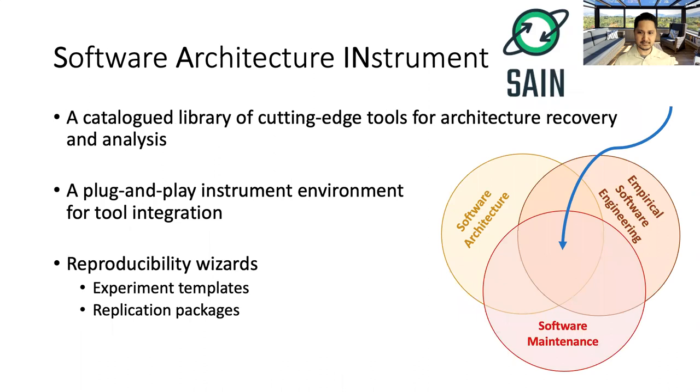To address these issues, we have been constructing the Software Architecture Instrument, or SAIN for short. SAIN currently contains a catalog library of cutting-edge tools for architecture recovery and analysis, plug-and-play capabilities for tool integration, and reproducibility wizards to enable rerunning experiments involving tools with ease.